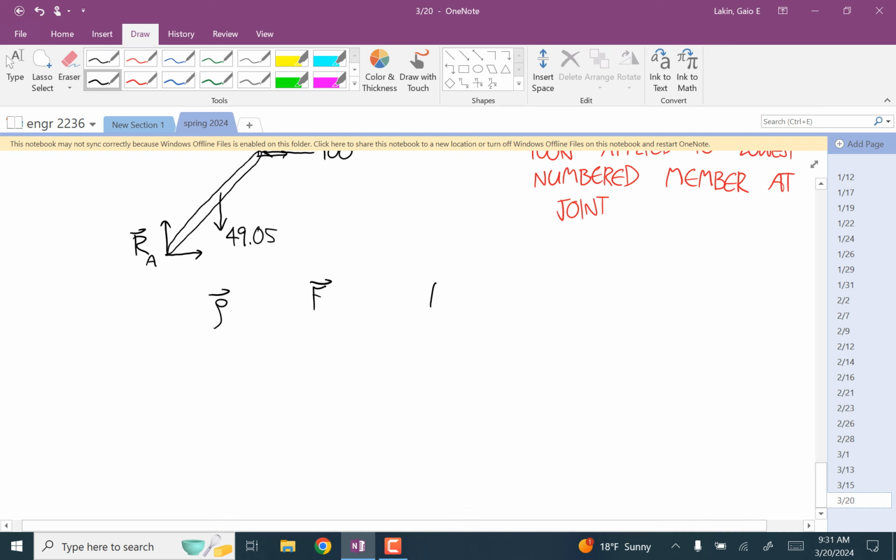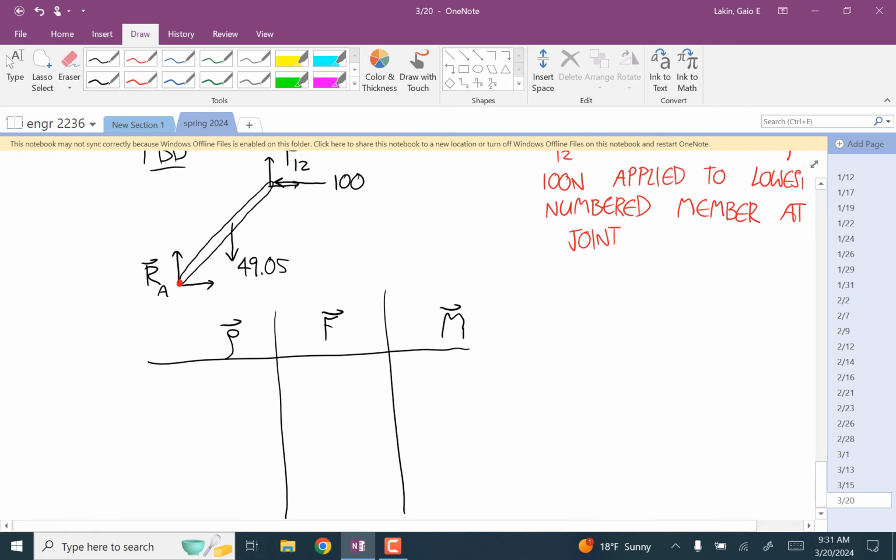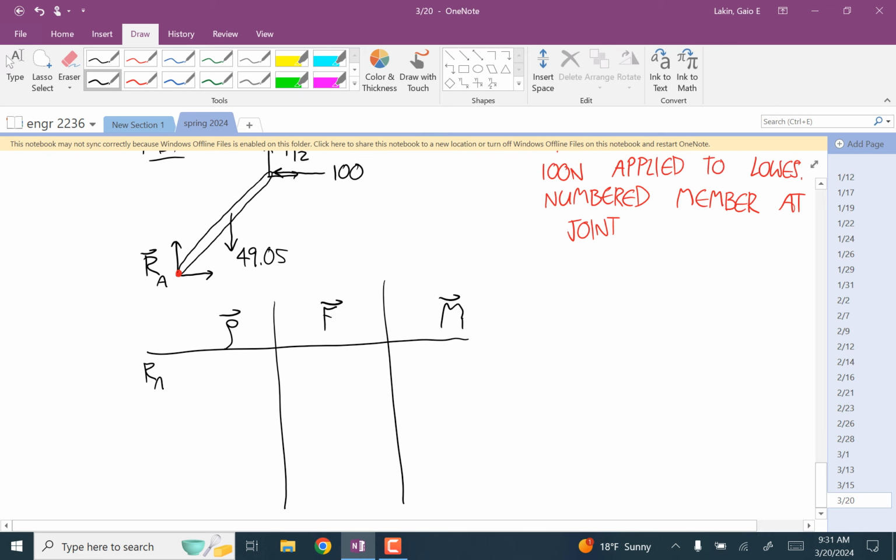Rho, force, moment. Remember the about point is here. So first I'll do the force RA. What's the rho vector from the about point to where RA is applied? 0, 0, yep. The force is RAX, RAY. So the cross product is 0.